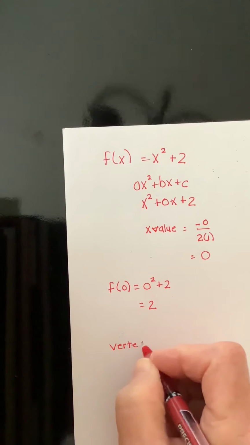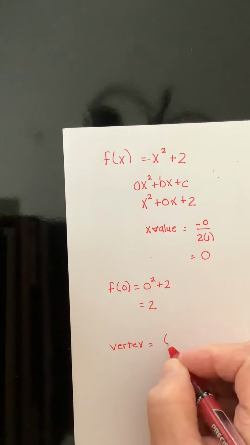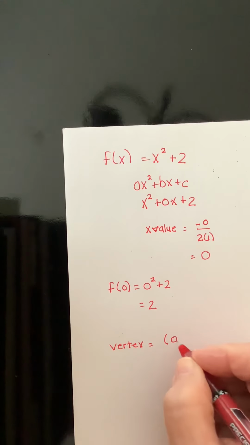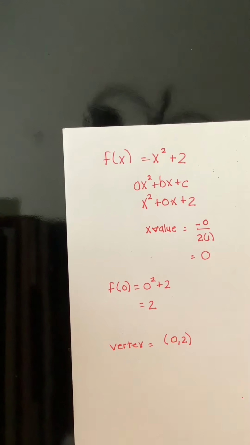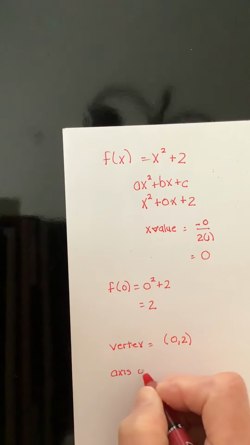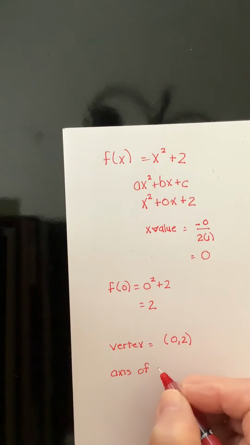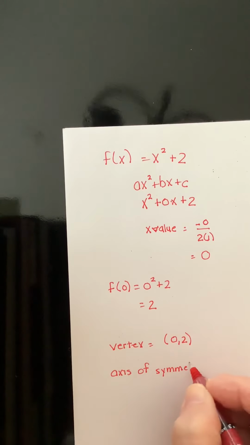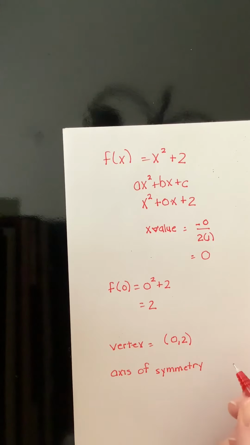So our vertex is the point 0, 2, where 0 is our x value and 2 is our y value. Okay, the next thing that you're going to have to do is the axis of symmetry. Parabolas are symmetric, and the line of symmetry goes right through the vertex.